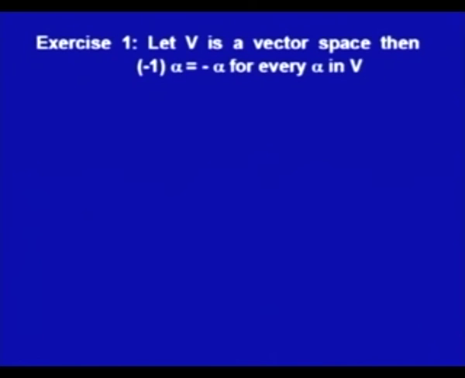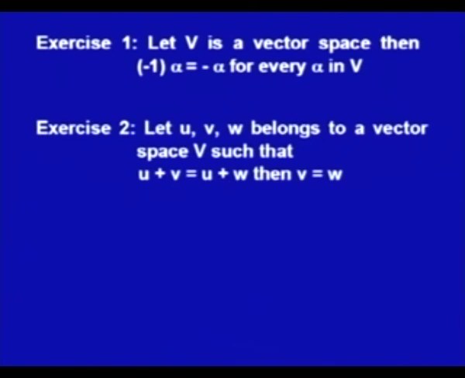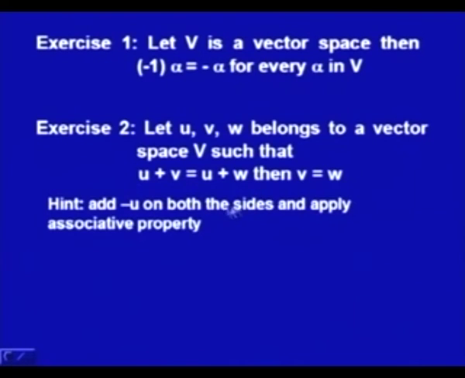The exercise 1 says that if V is a vector space, then minus 1 into alpha is equal to minus alpha for every alpha in V. While the second exercise says that if U, V, W belong to a vector space V such that U plus V is equal to U plus W, then V is equal to W. So it is actually a cancellation law. U and W can cancel out and we can have V is equal to W. So to prove this, you simply have to add minus U on both sides and apply the associative property.